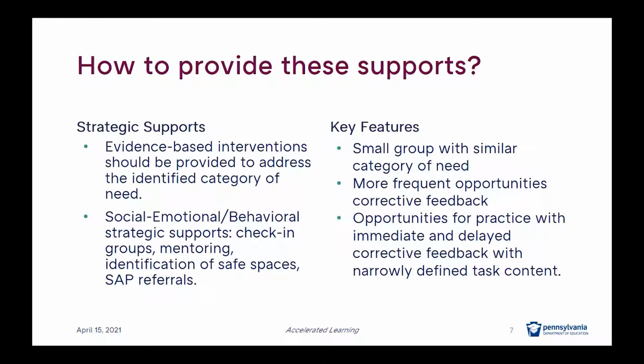So a few key features when we look at strategic support, again, students, based on data, have a similar need. And so these interventions are provided to address that category of need. There are more frequent opportunities for corrective feedback. So whether it is an academic intervention or a behavioral intervention, students are provided with additional opportunities for feedback about their performance. They are given additional opportunities for practice with not only immediate, but also delayed corrective feedback.